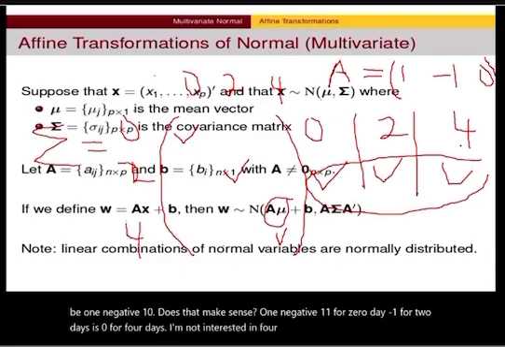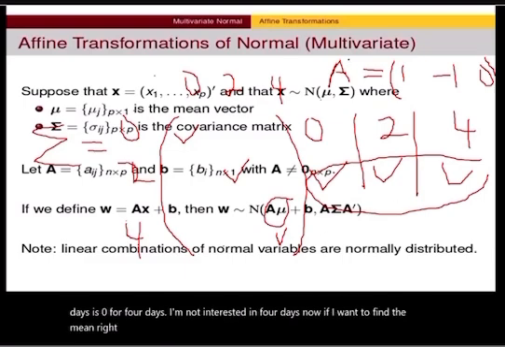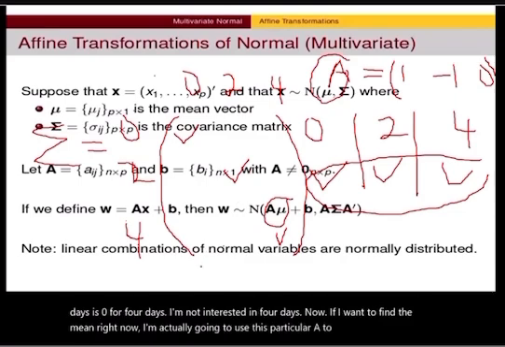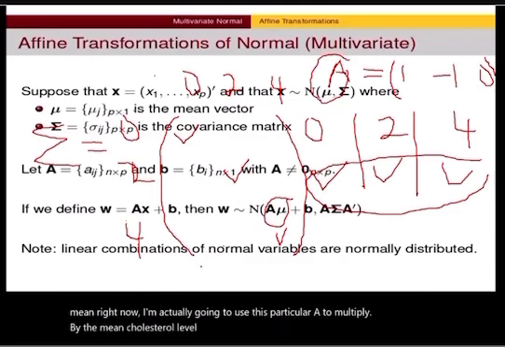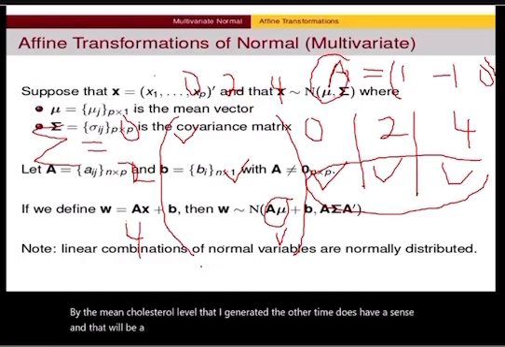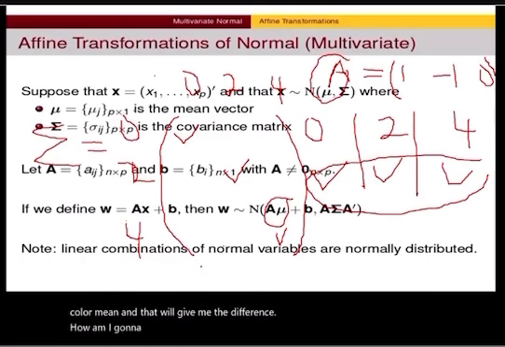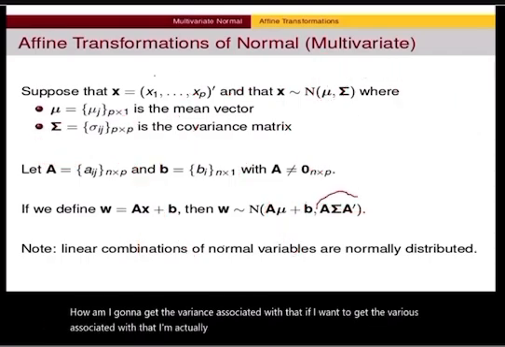Now, if I want to find the mean, I'm going to use this particular A to multiply the mean cholesterol level that I generated the other time. Does that make sense? And that will be A mu. So 1, negative 1, 0 as a matrix, multiplied by the column mean, and that will give me the difference. How am I going to get the variance associated with that? If I want to get the variance associated with that, I'm using this.